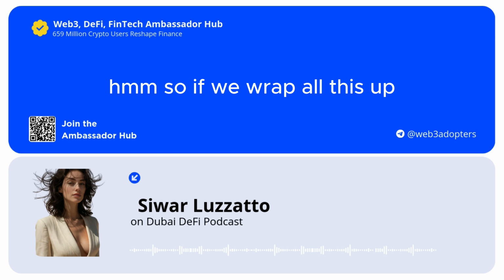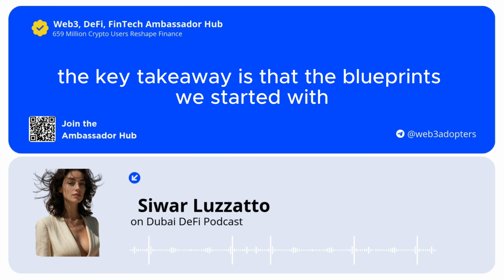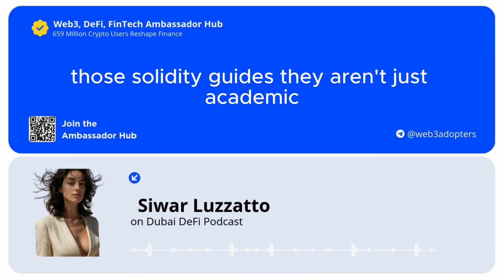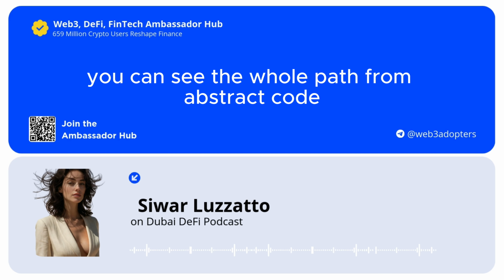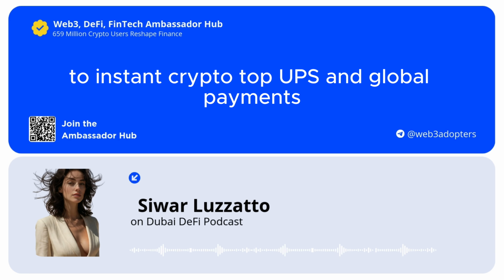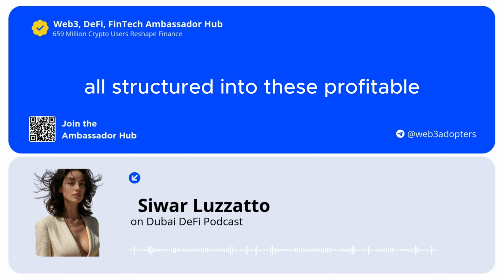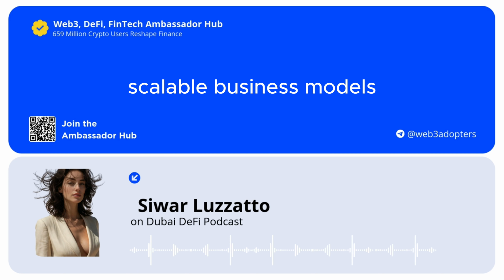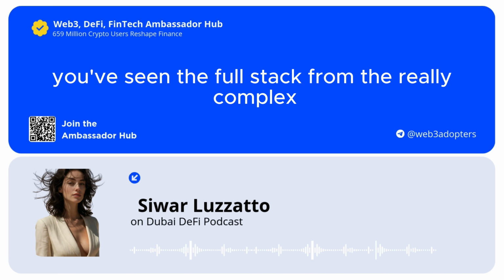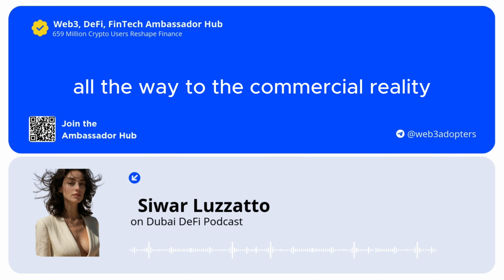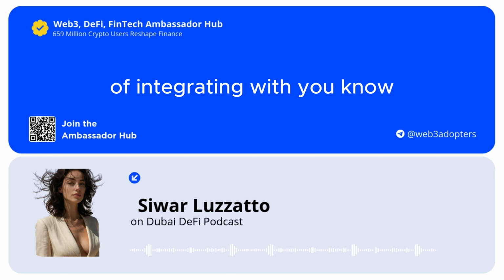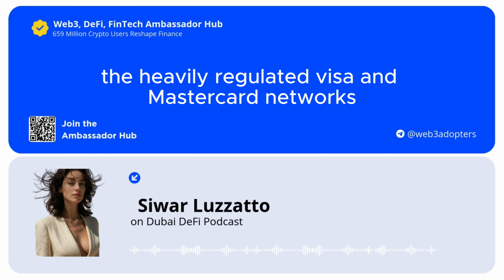So if we wrap all this up, the key takeaway is that the blueprints we started with, those Solidity guides, aren't just academic. They lead directly to high utility tools. You can see the whole path from abstract code to instant crypto top-ups and global payments, all structured into these profitable, scalable business models. So what does this all mean for you? You've seen the full stack. From the really complex permanent challenge of writing good Solidity code, all the way to the commercial reality of integrating with the heavily regulated Visa and MasterCard networks.